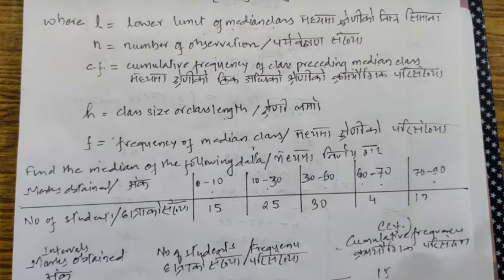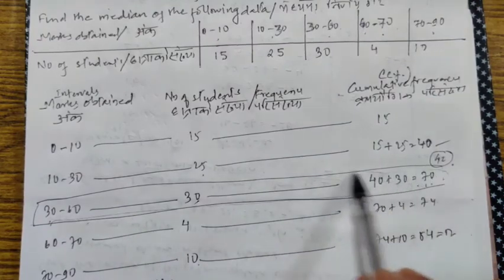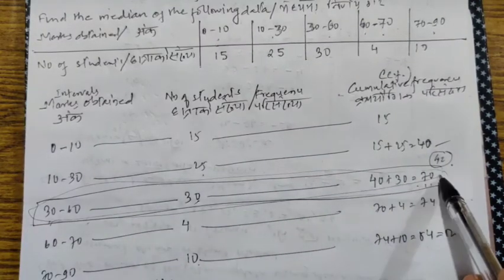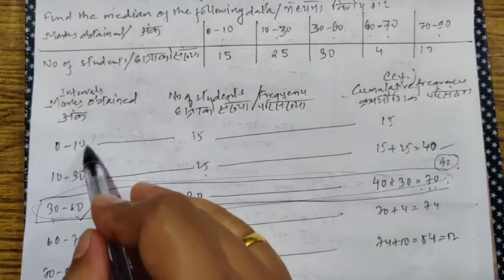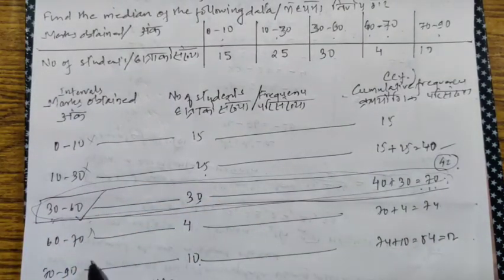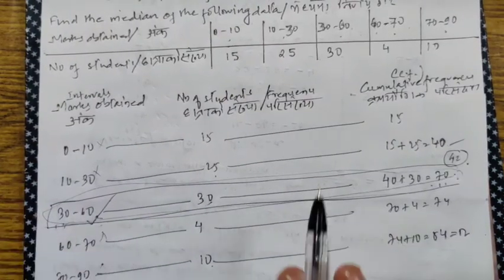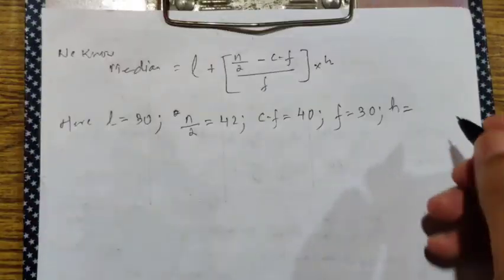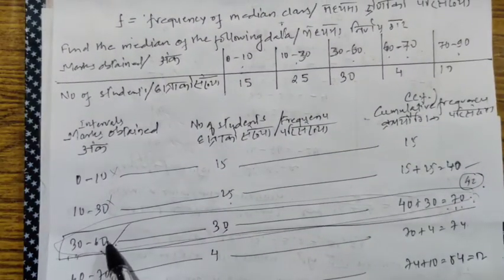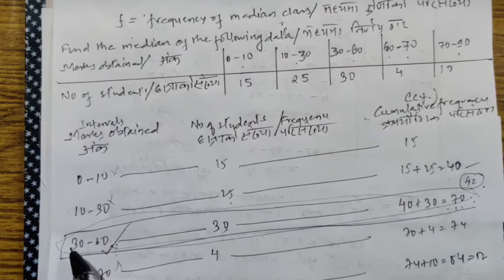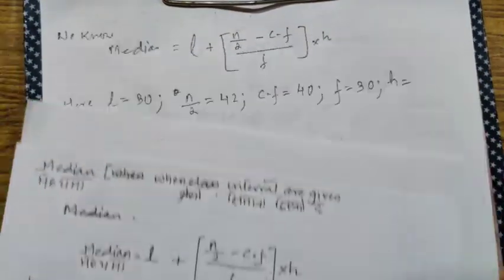Your class size will be considered from your median class. Since this is the median class, I will consider my class size from here. Not this, not this, not this, not this. So from here. So what should be the class size? 30 and 60. What is the gap? 30. But in order to show it, the class size is between 30 to 60. So always subtract this minus this. So write it this way so that there is no confusion. Everyone can see it out here.